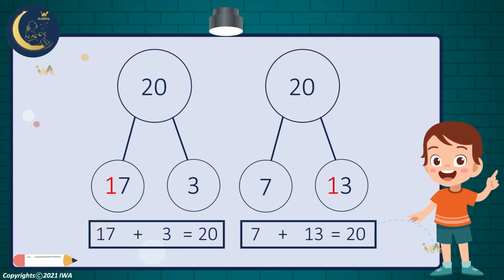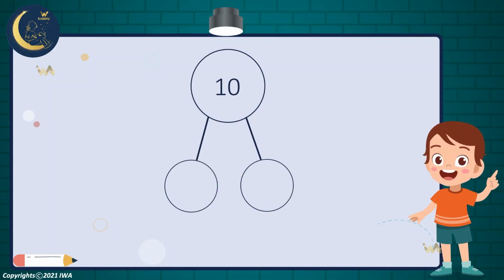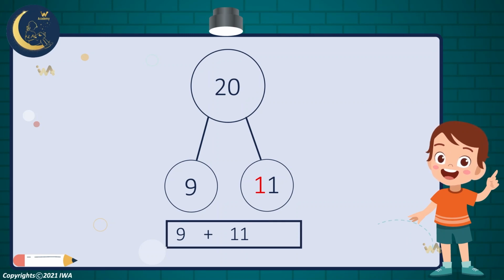Let's take another example. We have the number bonds of 10, which are the numbers 9 and 1. Let's find the number bonds of 20. We put the number 20 here, then we add 10 to one of the components of the number bonds of 10. If we add it here, we can see that the number bonds of 20 are 9 and 11. We represent this through addition sentences by stating that 9 plus 11 equals 20.